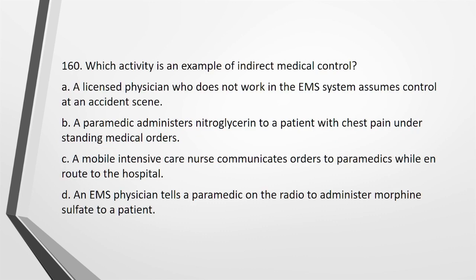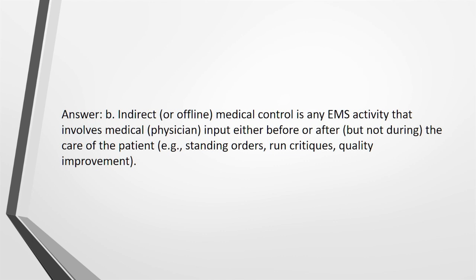160. Which activity is an example of indirect medical control? A. A licensed physician who does not work in the EMS system assumes control at an accident scene. B. A paramedic administers nitroglycerin to a patient with chest pain under standing medical orders. C. A mobile intensive care nurse communicates orders to paramedics while en route to the hospital. D. An EMS physician tells a paramedic on the radio to administer morphine sulfate to a patient. Answer: B. Indirect or offline medical control is any EMS activity that involves medical physician input either before or after, but not during, the care of the patient, e.g., standing orders, run critiques, quality improvement.